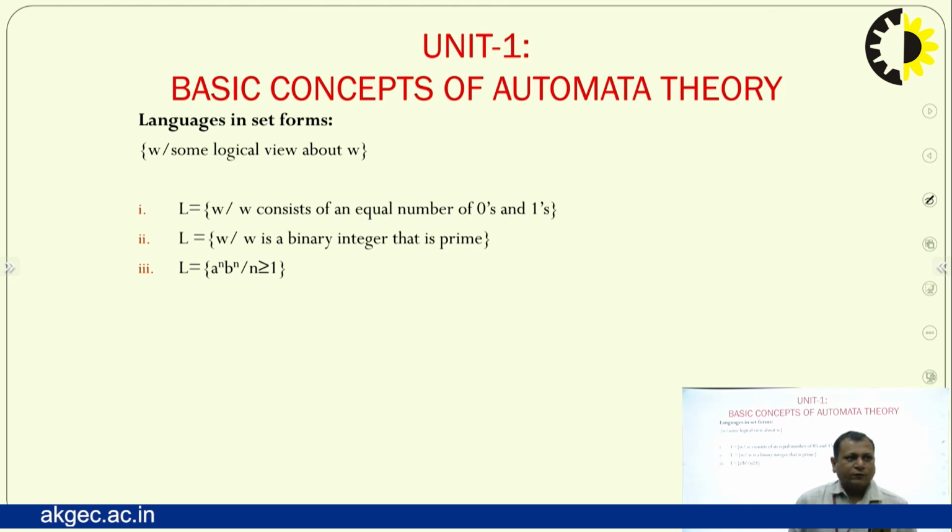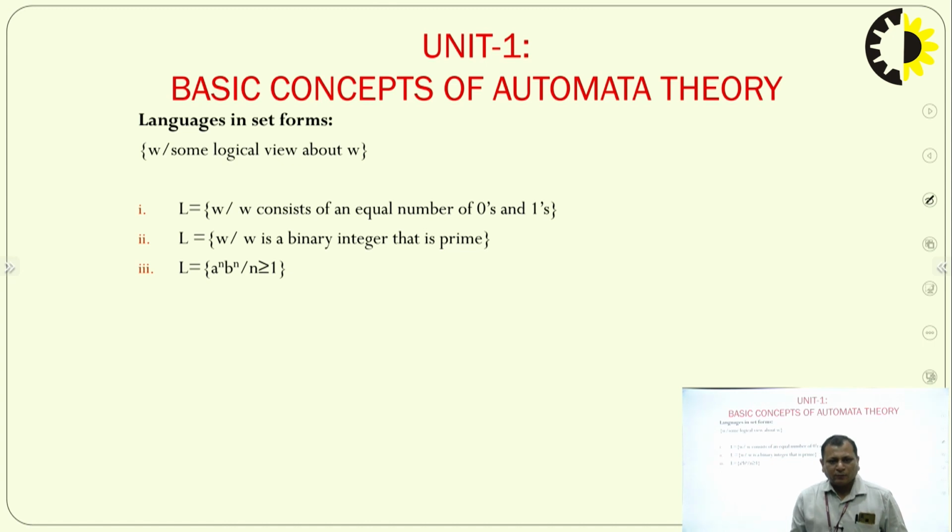Now, language in the set form. When we define the language in the set form, we have to give some string and we have to give the logical view about that W, right? For example, L equals to W, where W consists of an equal number of zeros and ones. तो W हमें क्या बता रहा है कि जो 0 और 1 आएंगे वो आपके इक्वल नंबर में आने हैं. उनका पैटर्न कुछ भी हो सकता है, उनका सीक्वेंस कुछ भी हो सकता है, लेकिन एक चीज ध्यान रखनी है कि 0 और 1 इक्वल नंबर में होने चाहिए.